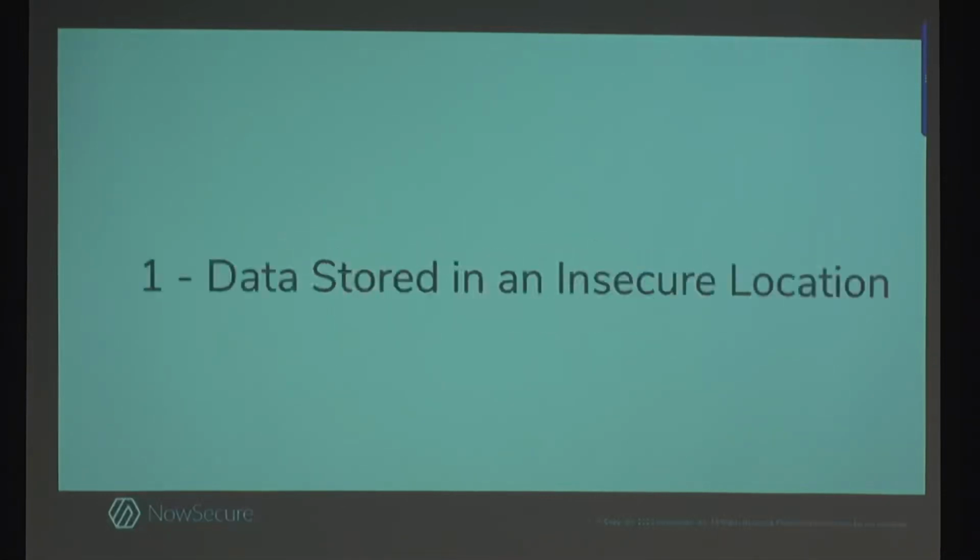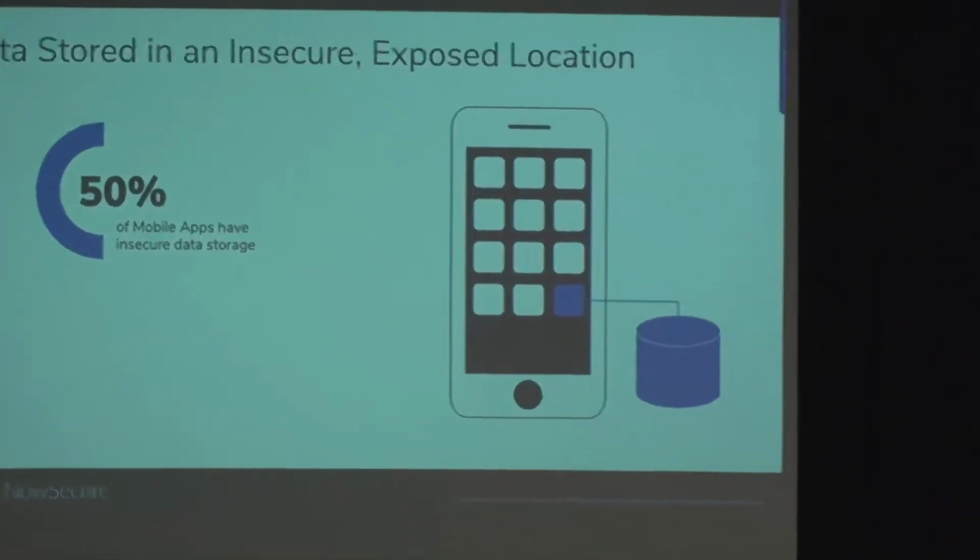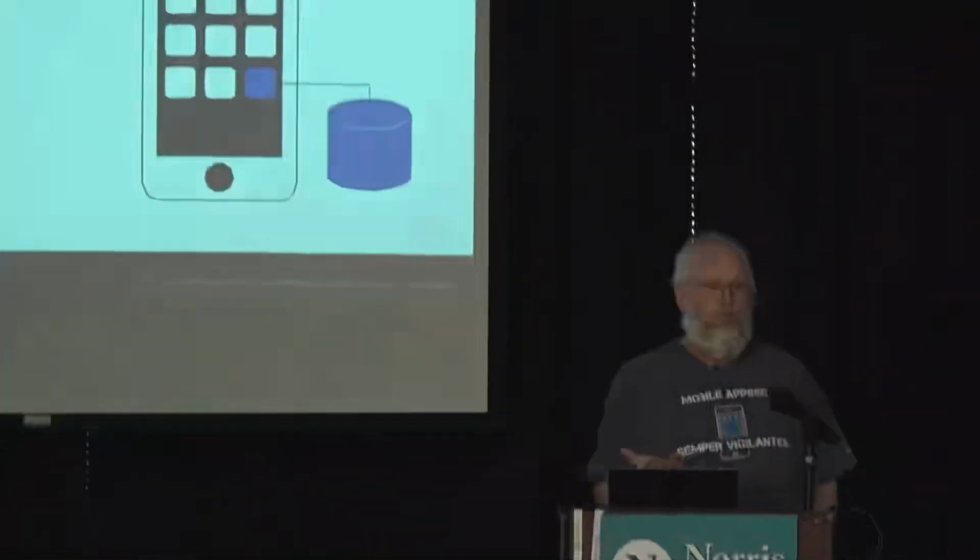So we're going to start with data stored in an insecure location. This is the worst offense we find in virtually every application. When you benchmark the app stores, about 50% of all apps in the app stores that we analyze have insecure data storage in some way, shape, or form. As a general rule, developers are used to having control of the asset where the data is stored, because they're used to having a firewall or a server or something behind it, right? Well, that doesn't happen on the device, so you need to understand that.